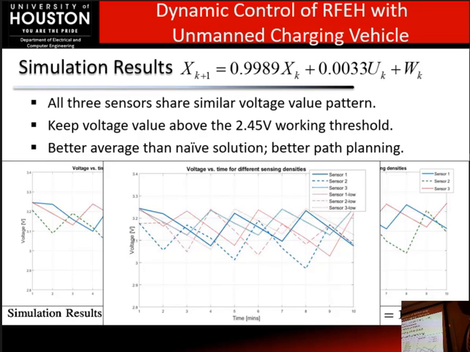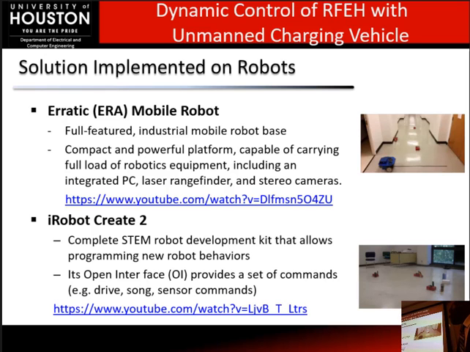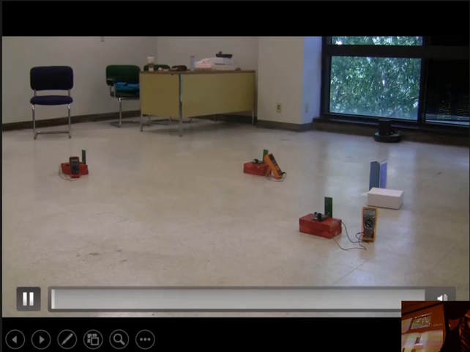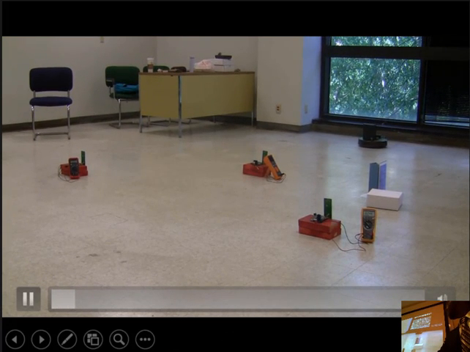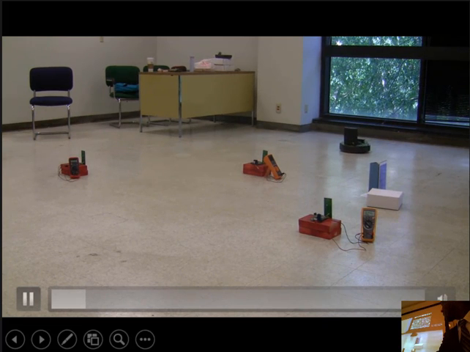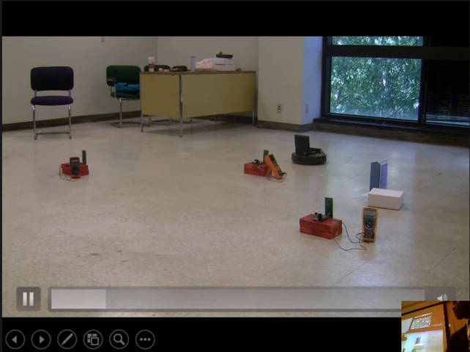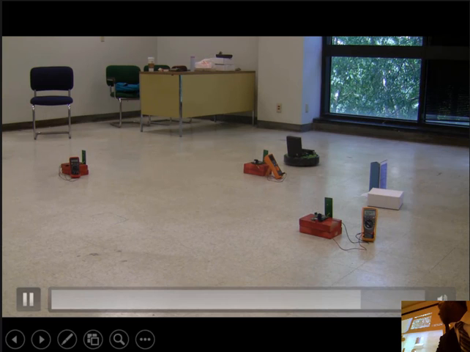Finally, if there's no question, I will move into the last slide. I implemented this solution in robots. The first one was done by some undergraduate students that I supervised a couple of years ago. The second one was done by me, where I use an iRobot with 3 sensors. And I can play a short video where we have the start. The iRobot is the rocket server, charges, and then travels back.